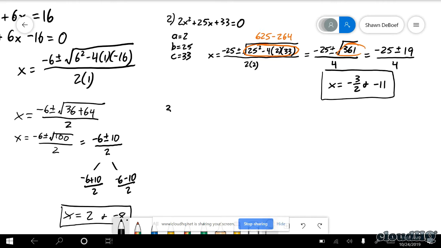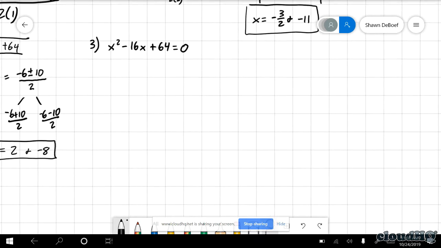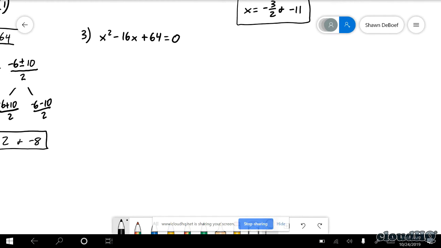All right, let's take a look at another kind of unique case. Here's an example where my default might not be to use the quadratic formula, but I want to show what happens when we use it on this problem. x equals, oh, here is a negative b value. So a negative 16 is going to turn into a positive 16.